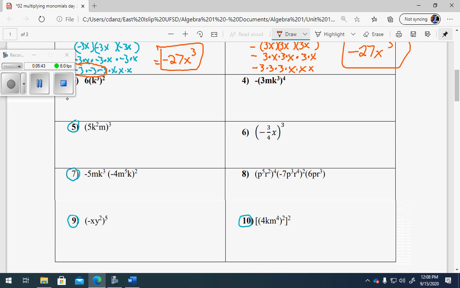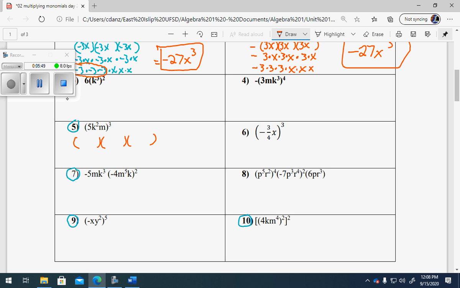I want to do number 5. Again, the exponent belongs to the parentheses, so the parentheses have to be written out 3 times. So I have a 5k squared m times a 5k squared m times a 5k squared m, which really is 5 times k times k times m times 5 times k times k times m times 5 times k times k times m.